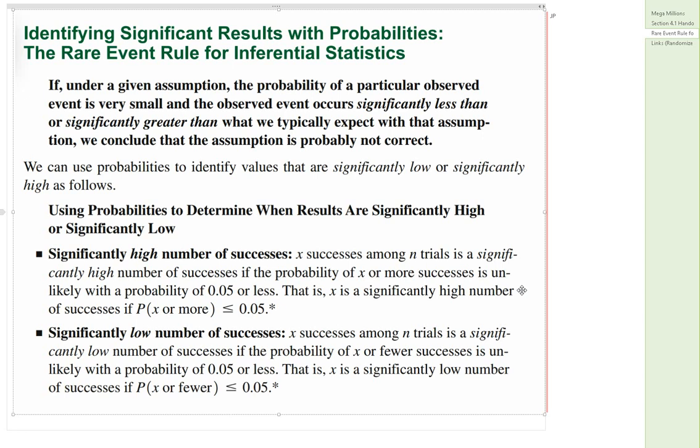Now the benchmark for significantly high or significantly low is going to be set at 5%. So if something happens with less than a 5% chance, then you're going to start questioning your assumptions. Like, well, it's not very likely that this would happen with these assumptions, so I think my assumptions are wrong. That's the essence of the rare event rule. So let's take a look at example G here.